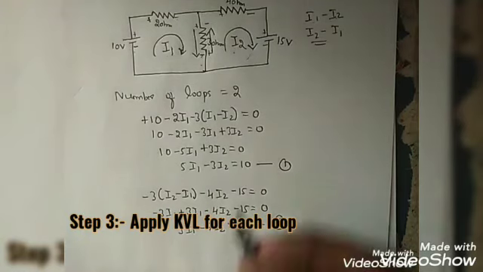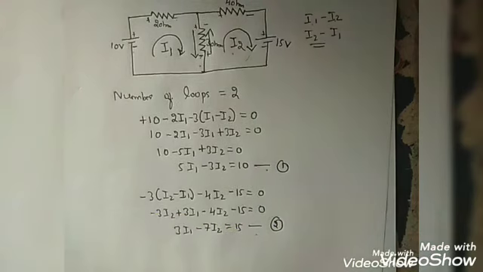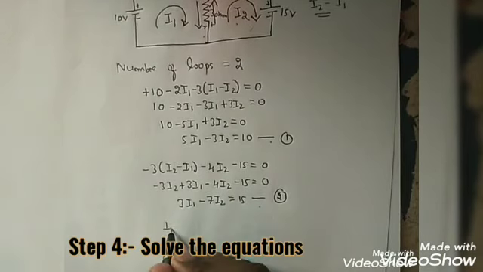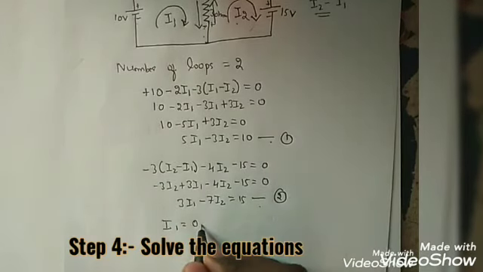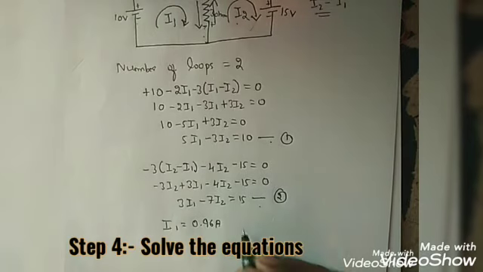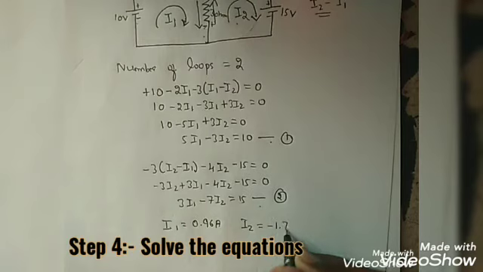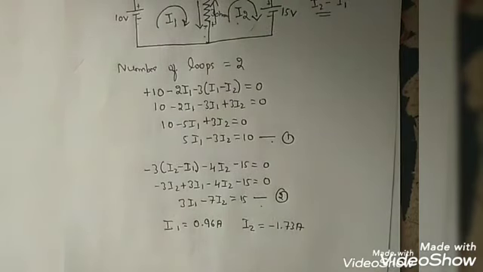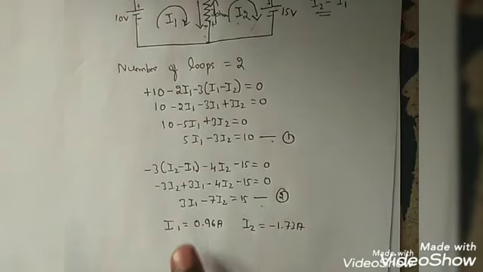Here we have obtained two equations. So the last step, that is the fourth step, is to solve the equations. If we solve these two equations, we'll get I1 as 0.96 amps and I2 as minus 1.73 amps. By this we have found the unknown currents I1 and I2.